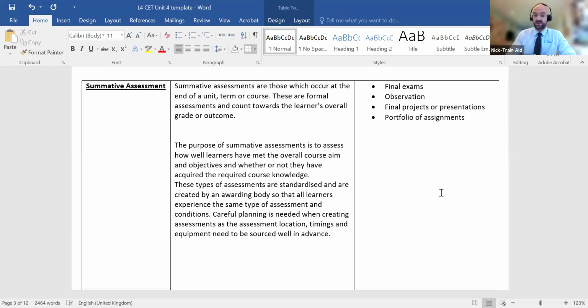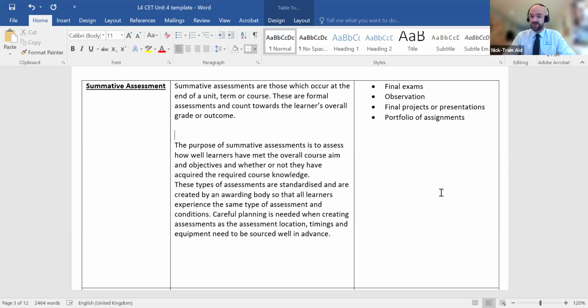The purpose of summative assessments is to assess how well learners have met the overall course aim, the outcomes, the objectives, and have they achieved the acquired knowledge? If learners are going to be working in isolation following that summative assessment, can they perform the correct tasks that have featured on the aim of the course? So are you confident that learners have met the full criteria? And that's what summative assessments are all about.